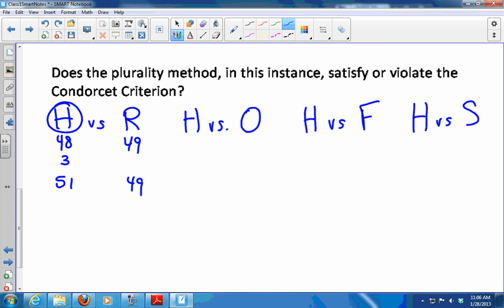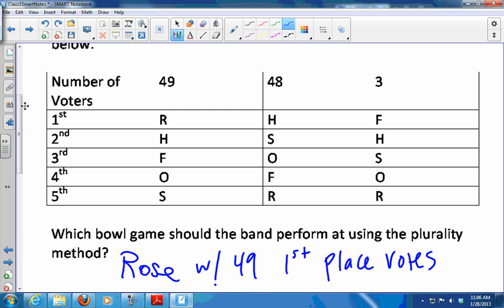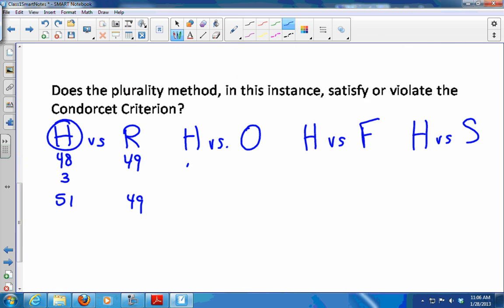Right, yep. Because when you have a head-to-head matchup, someone will always get a majority. So let's look at Hula versus Orange and see who wins. These 49 people, if they had to choose Hula Bowl or Orange Bowl, who would they pick? Hula. How about these 48? Hula. And these 3? Hula. Hula is ranked above Orange in all 3 columns. So we have 100 votes for Hula, 0 votes for the Orange Bowl.